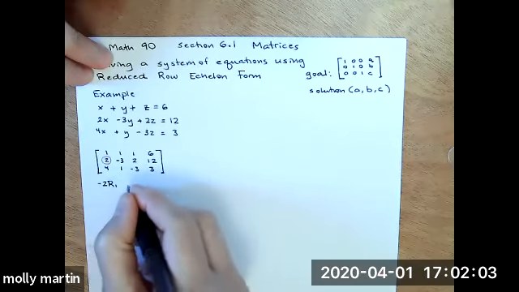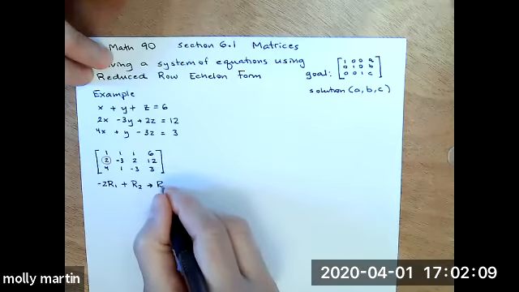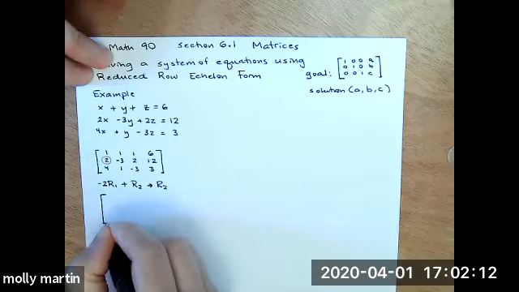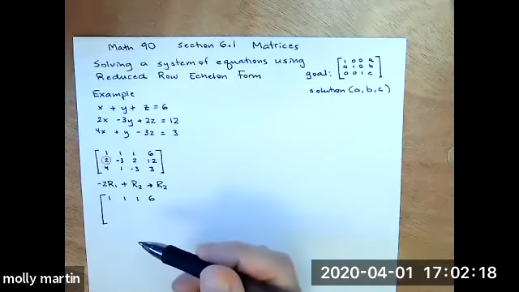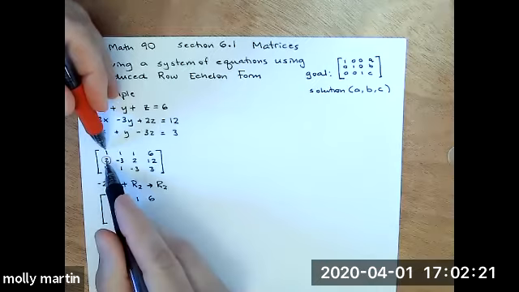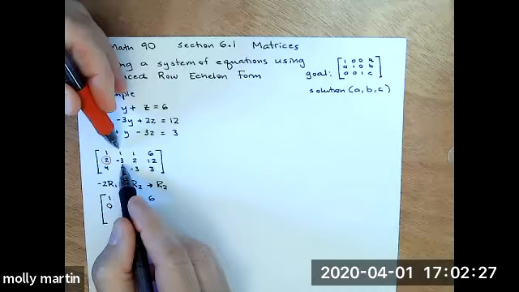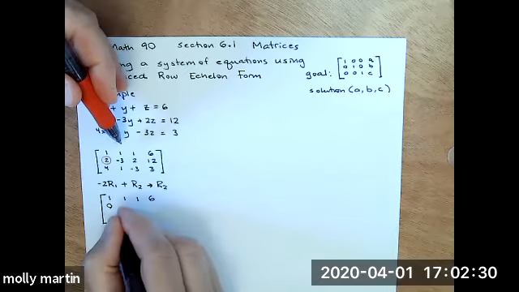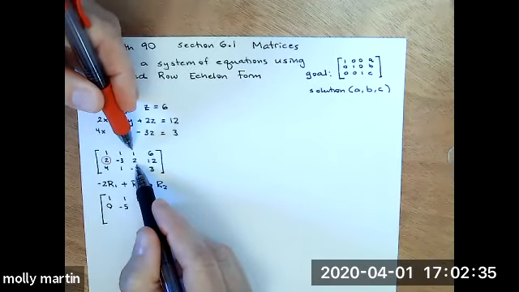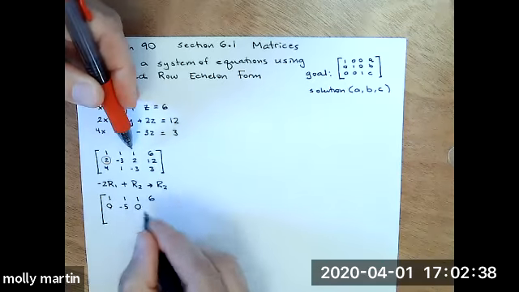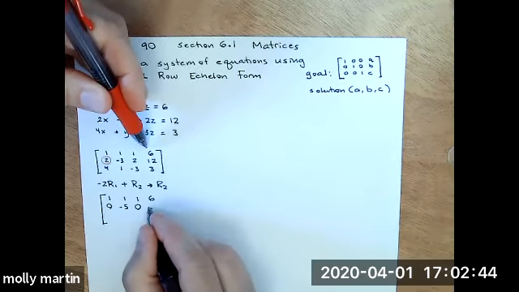So -2 of row 1 plus row 2 gives me a new row 2. So I'm using row 1. I will leave that the same. -2 plus 2 is 0. -2 plus -3 is -5. -2 plus 2 is 0. -12 plus 12 is 0.